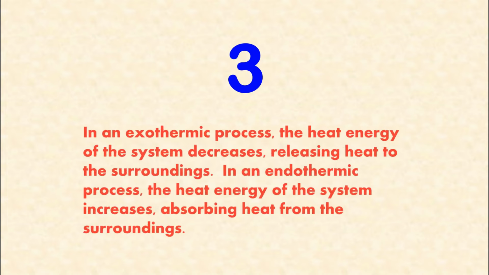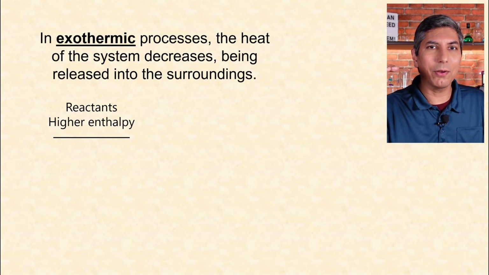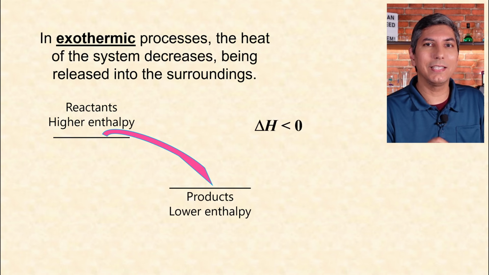Number 3. In an exothermic process, the heat energy of the system decreases, releasing heat to the surroundings. In an endothermic process, the heat energy of the system increases, absorbing heat from the surroundings. In an exothermic process, the particles present at the beginning of the process have a higher enthalpy, and the particles at the end of the process have a lower enthalpy. Since enthalpy dropped, we can say that the sign for delta H, the change in enthalpy, is a negative number.